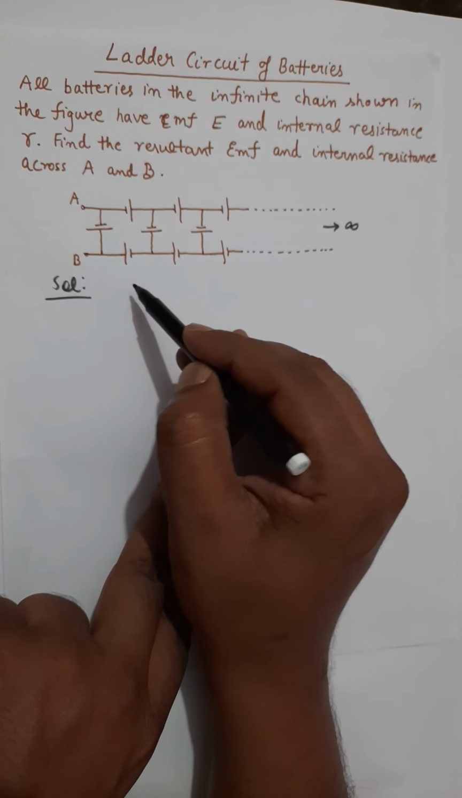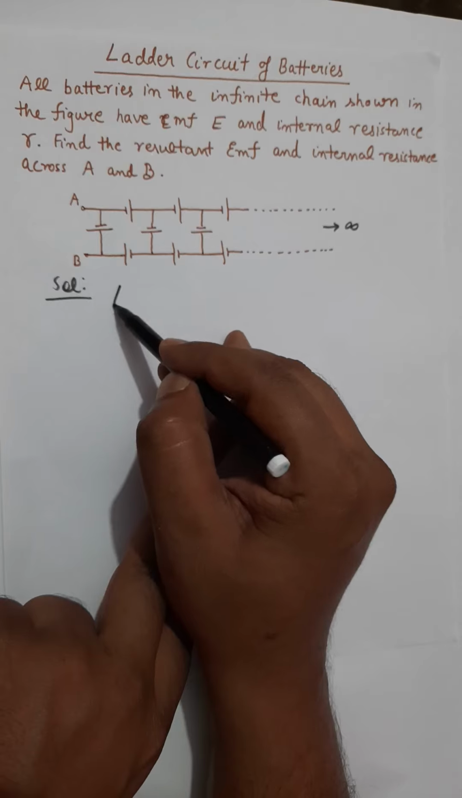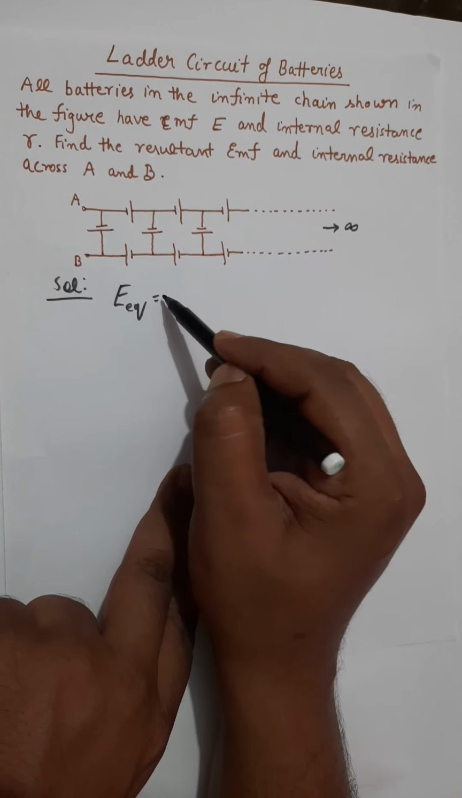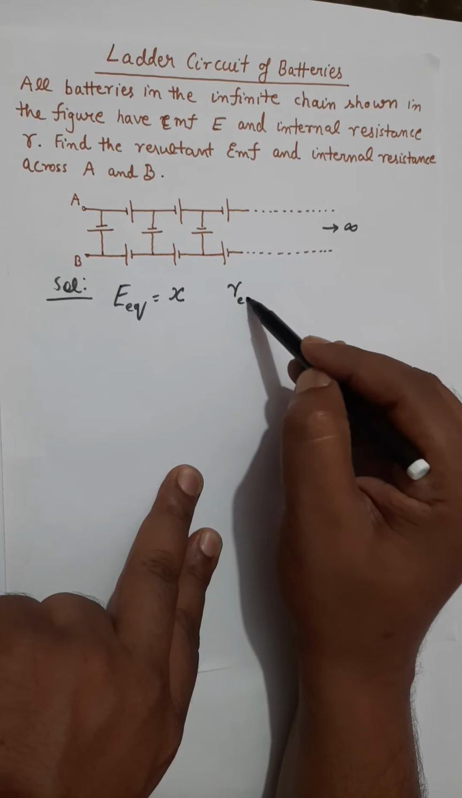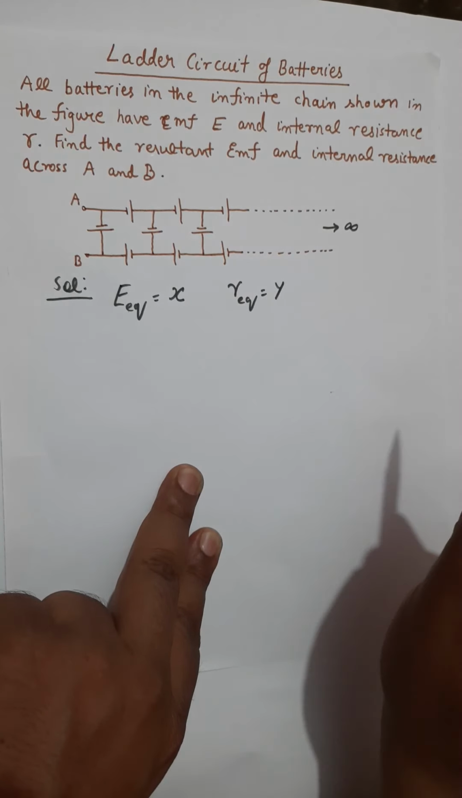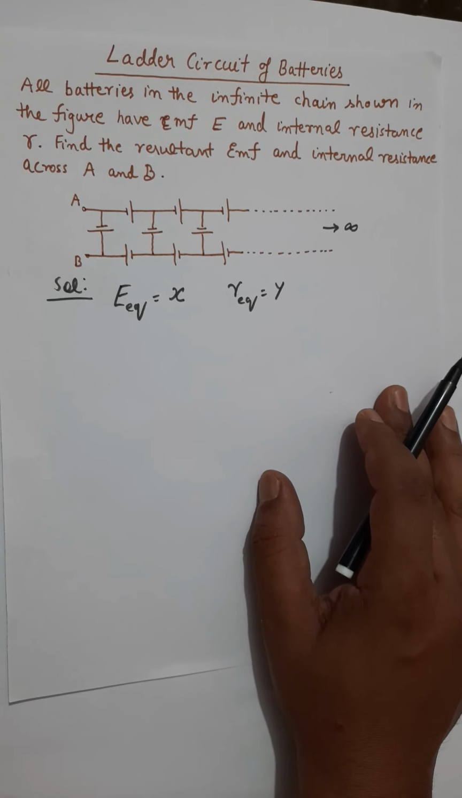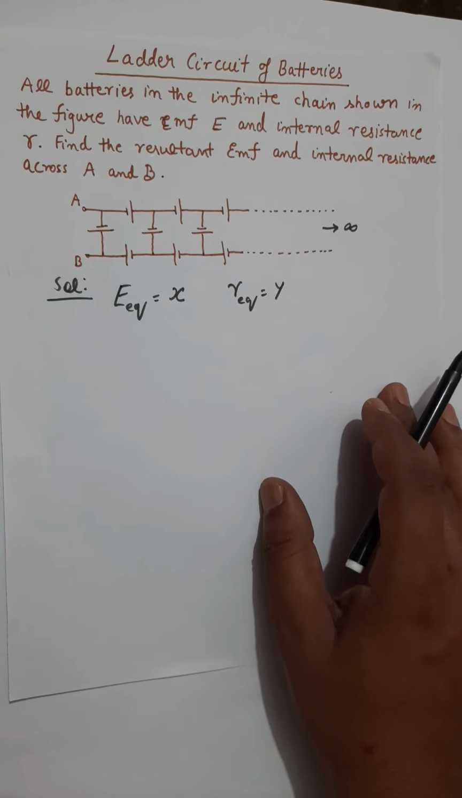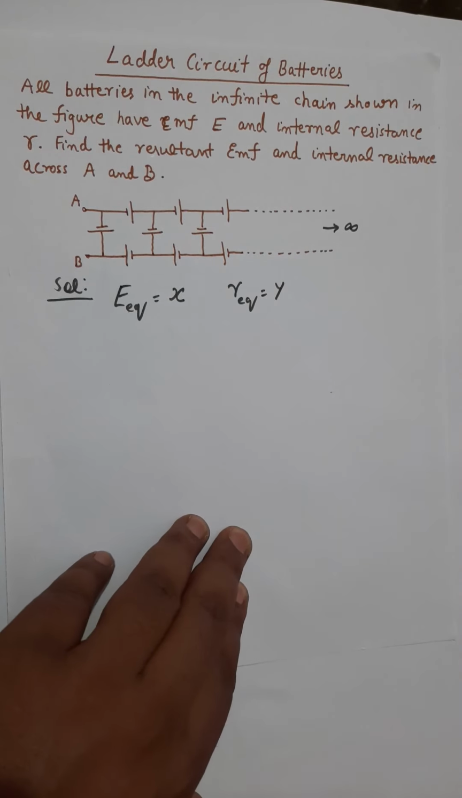First of all, I will assume that the equivalent EMF of this circuit is X, the equivalent EMF of the entire circuit is X, and the equivalent resistance is Y.